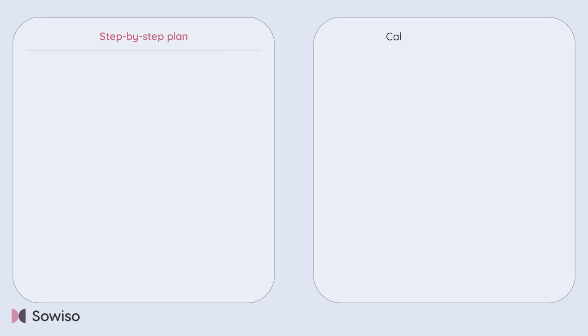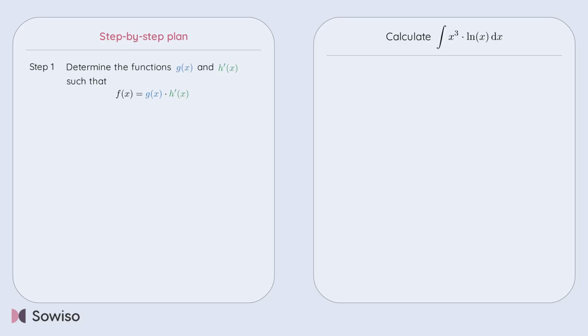We can use a step-by-step plan to calculate the integral of x cubed times the natural logarithm of x with respect to x. Step 1. Determine the functions g of x and h prime of x such that f of x is equal to their product. These functions must be chosen in a way that g prime and h are easy to calculate. In our example, the most convenient choice is g equal to the natural logarithm of x and h prime equal to x cubed.